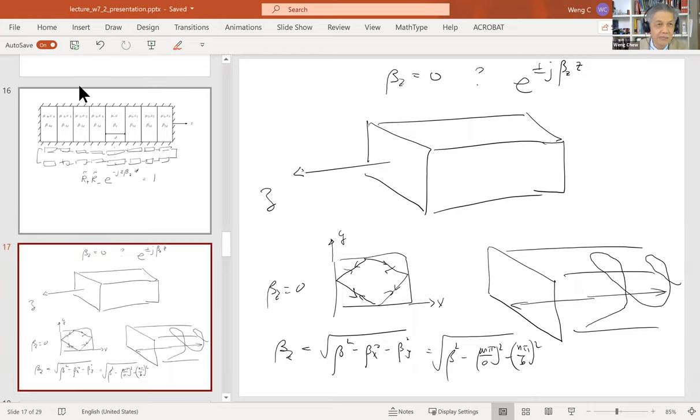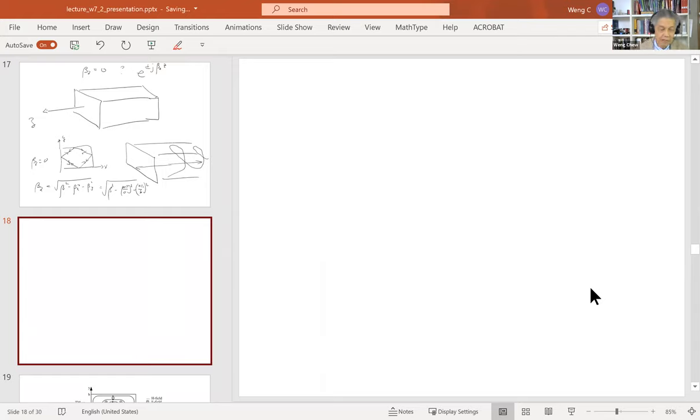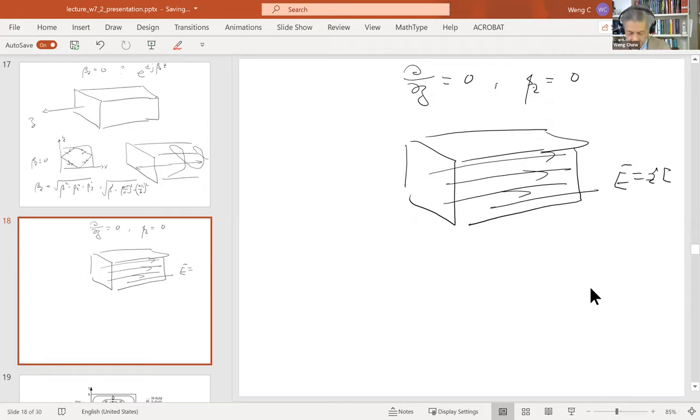So if this mode doesn't move in the z direction, how is it supposed to look like? Let me see if I insert a new slide. Okay, so there are two possibilities. There's no z variation in the mode, because beta z equal to zero. And there are two ways that the mode can behave like that. One is that the electric field is constant. E is equal to E zero, okay?